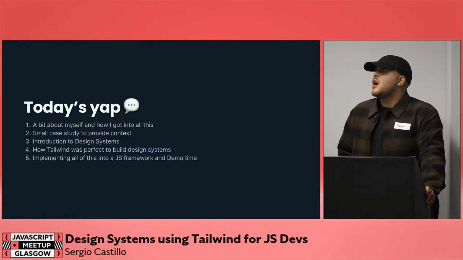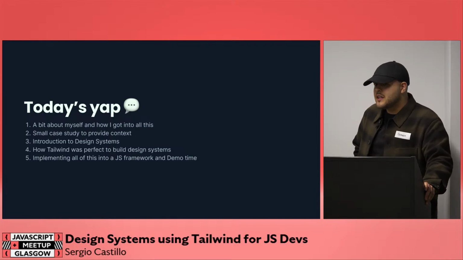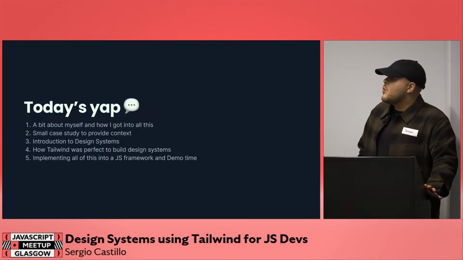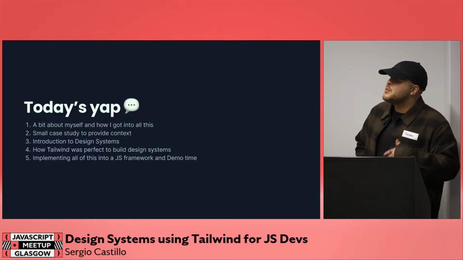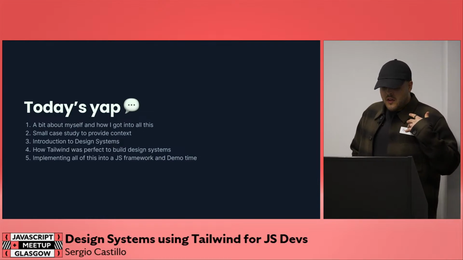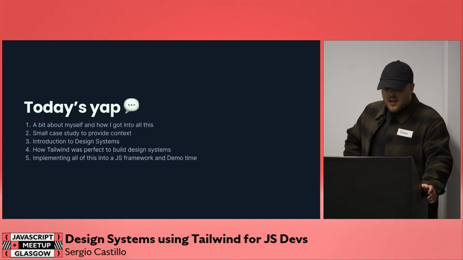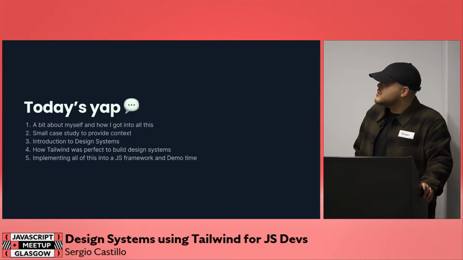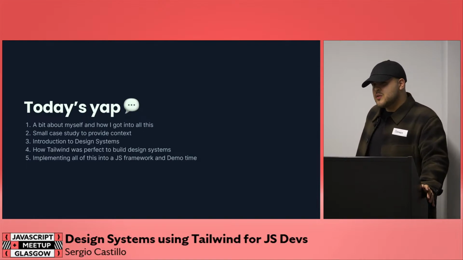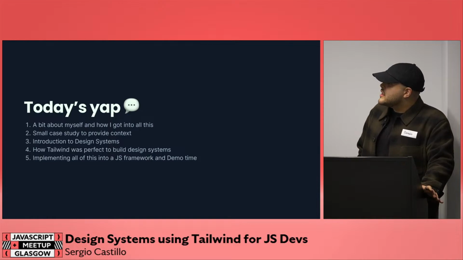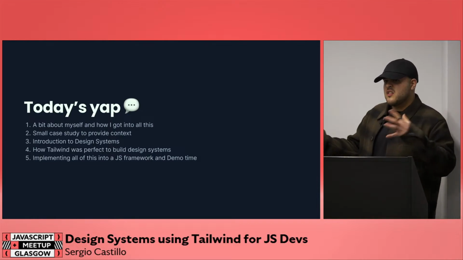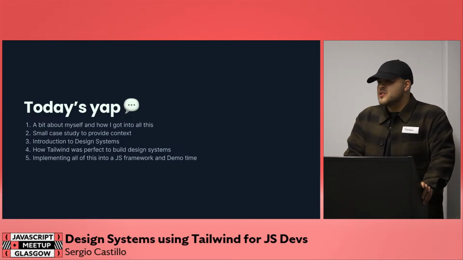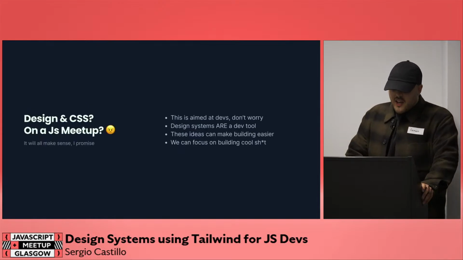So what I'm going to be talking about is myself a little bit. Then I'm going to use a bit of a case study just to provide a little bit of context on why it is that I ended up using these tools, just like how they kind of fit in. After that is going to be a bit of an introduction to design systems. Then talk about Tailwind and how it ended up being a perfect tool to just implement them. And then just a little bit of a demo. I'm just going to show kind of like putting everything into an actual project, just because it's all very abstract. So I feel like it's useful just to kind of have something that is an actual thing.